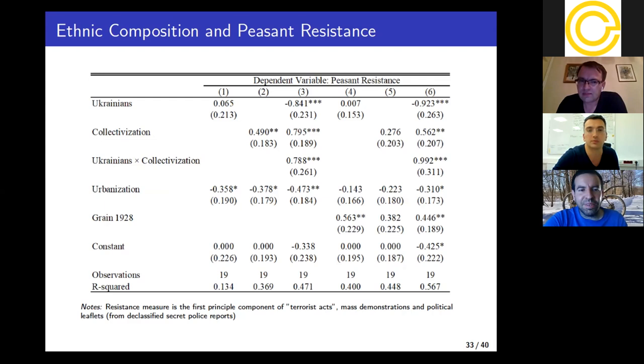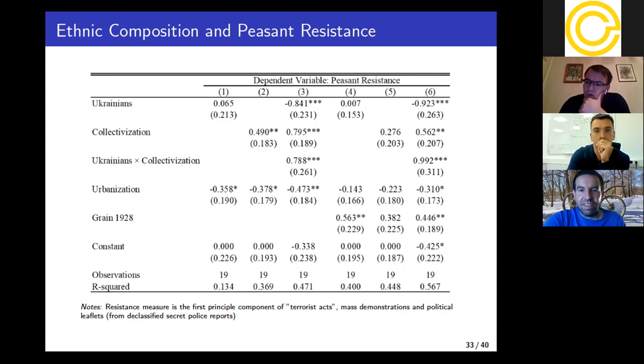Another question, which I don't know if it makes much sense, but here you observe the share of Ukrainians in a certain location. I'm wondering if there's a threshold of, let's say, more than X percent of Ukrainians, and then you see high mortality in that region or not. I'm wondering whether you need a certain number of Ukrainians in order for them to, for example, oppose collectivization, or is it linear in the number of Ukrainians?